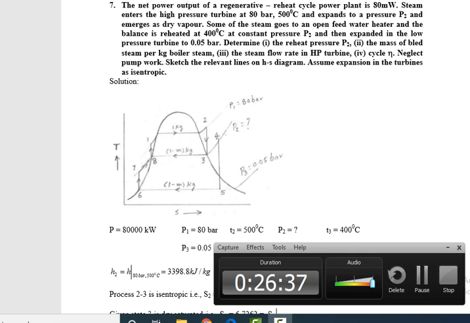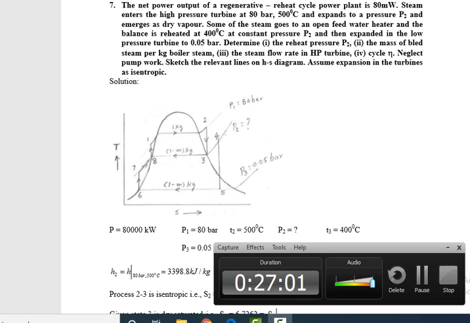Determine first the reheat pressure P2, then the mass of bleed steam per kg of boiler steam, then the steam flow rate in the high pressure turbine, and the cycle efficiency. Neglect the pump work, sketch the relevant lines on the HS diagram, and assume the expansion in the turbine is isentropic.